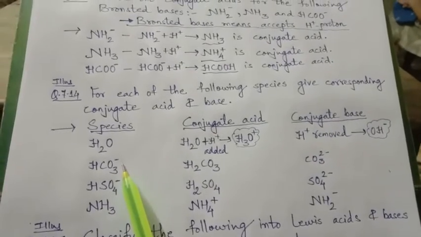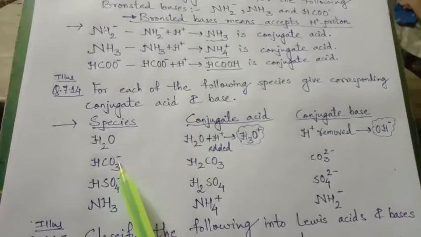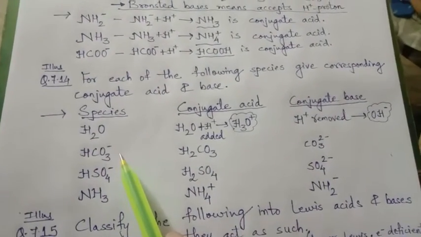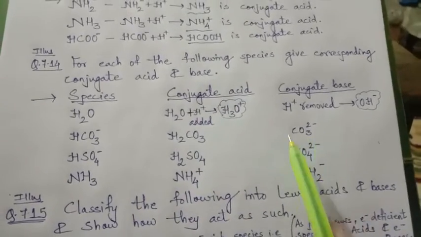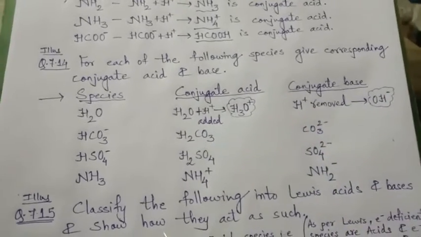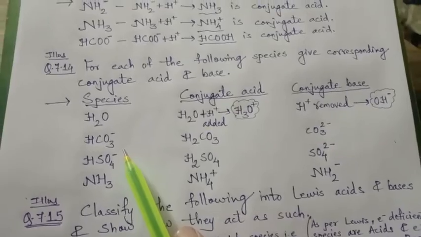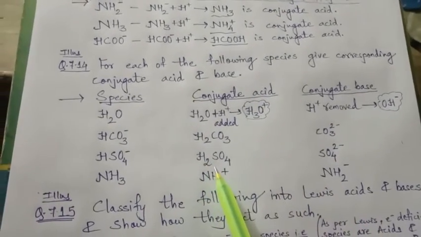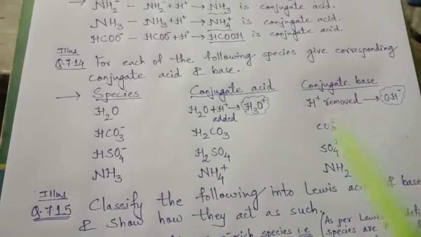And when this HCO3 minus donates H plus, it will acquire one more minus charge, that is CO3 2 minus, the conjugate base. HSO4 minus, when it accepts H plus, will be H2SO4. Then here it will be SO4 2 minus.